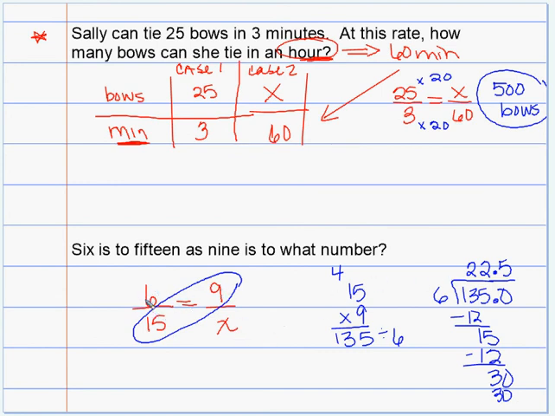Now, let's take a look at this. 6 times 2 would be 12. So this number over here has to be a little more than twice as much. 9 times 2 is 18, so this is a little more than twice that. So I think that we're okay. Alright, so that's how that works. 6 is to 15 as 9 is to what number? Those become ratios, which then form your proportion.